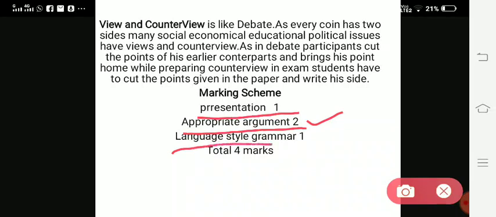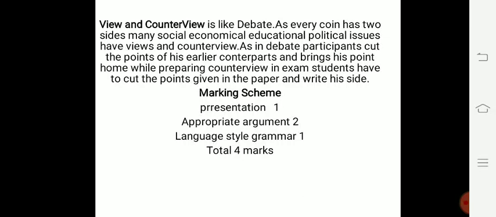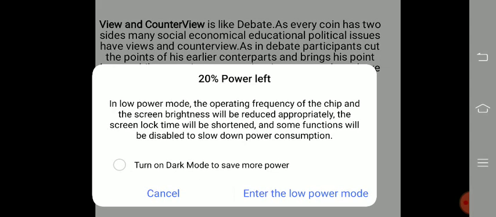Next is language style and grammar. So here comes the grammar part. While writing a counter view, it should always be in the present tense. You are going to use the present tense for writing your answer. Grammatically your sentences should be correct. For that you have 1 mark. So in total you have 4 marks for your view and counter view section.